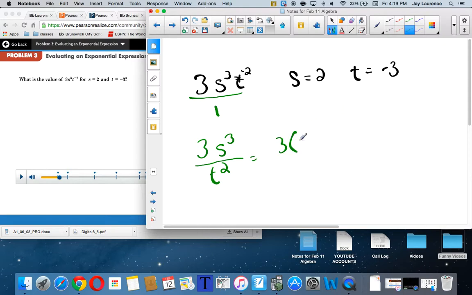I'm going to have 3, and I'm going to have 2 cubed over negative 3 squared. Very important to use parentheses when you substitute in. Now, Mitch, make sure you're paying attention to this, okay? What's being raised to the third power? Only the 2. If you think this numerator says 6 to the third power, you are wrong. You are not following the order of operations. This is multiplication. This is an exponent. Exponents come first. So it's not 6 to the third power. It's 3 times 2 to the third power, and 2 to the third power is 8.